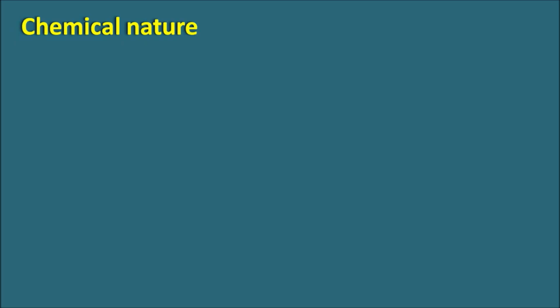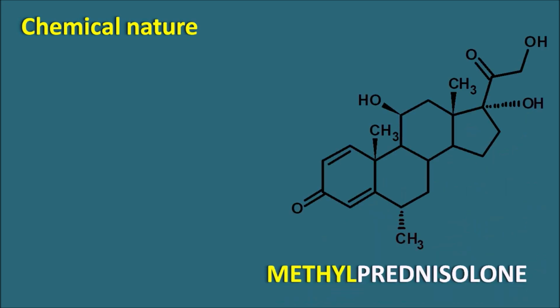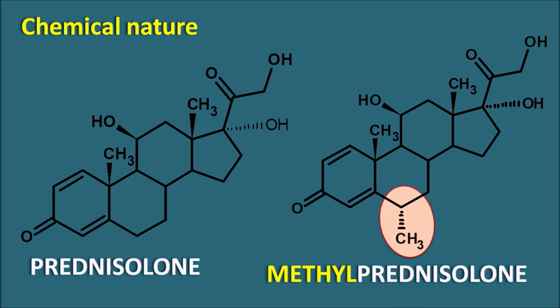What is the chemical nature of this drug? So this is the structure of methylprednisolone. So here we have the prefix methyl to the prednisolone. So then what is the structure of prednisolone? This is the structure of prednisolone. Both are steroidal drugs. Now if we compare prednisolone with methylprednisolone, a methyl group is in excess at the 6th position in the methylprednisolone. So 6-alpha methyl derivative of prednisolone is nothing but 6-methylprednisolone.